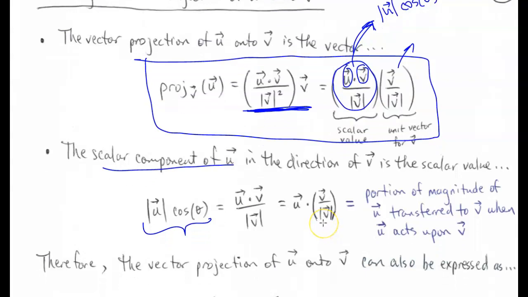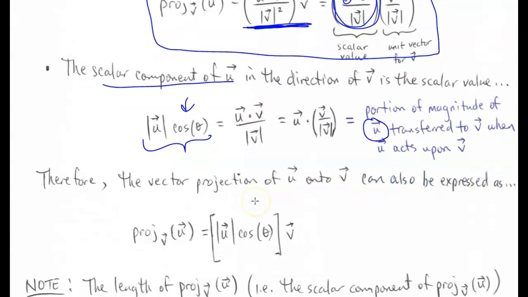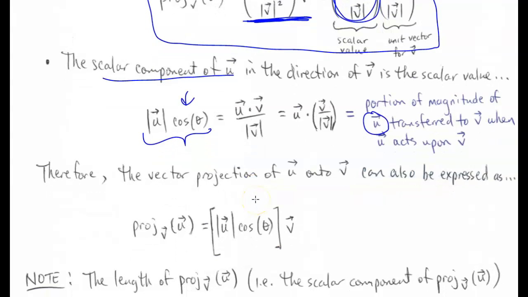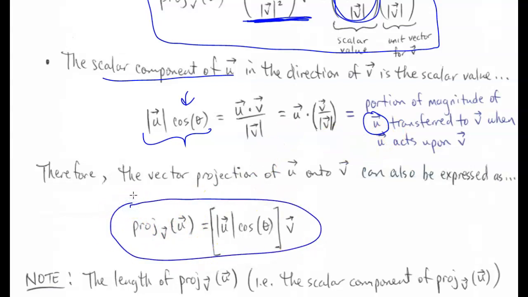And again, this is a portion of the magnitude of u that is transferred to v when u acts upon v. So that's literally what this means. And that's the same thing as what you see here. So because of that, we see that the projection of some vector u onto another vector v could simply be written this way. And we would use that if we actually knew the angle in which those two vectors intersected each other or acted upon each other with, okay?